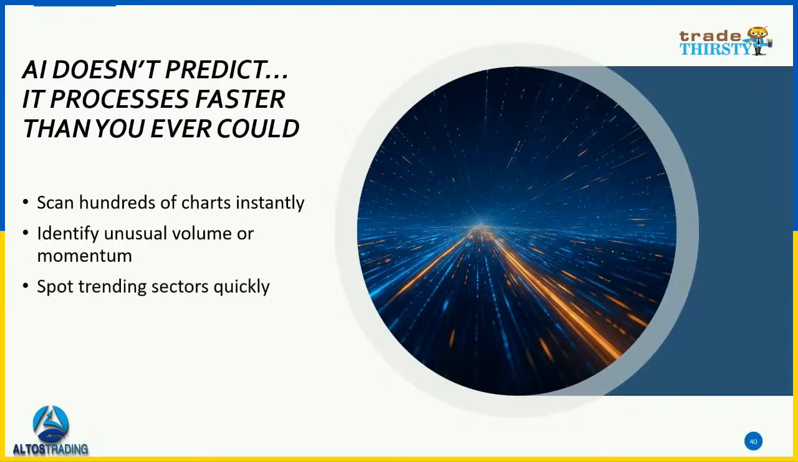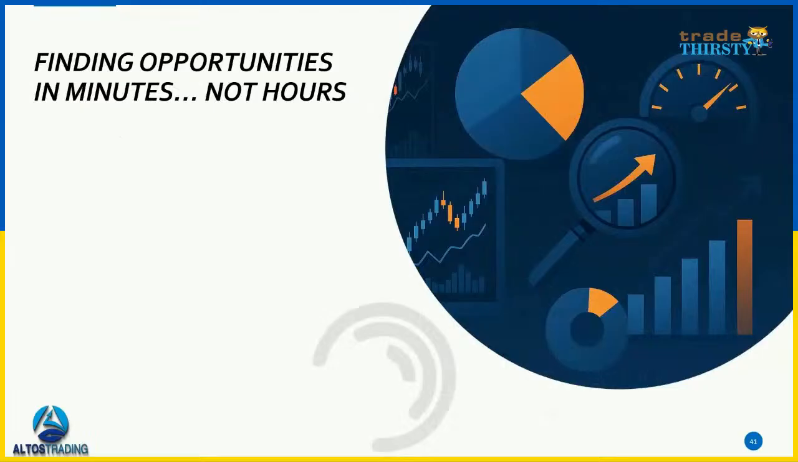So we can use it to identify unusual volume or momentum, right? We can scan hundreds of charts instantly, spot trending sectors quickly, and surface what's moving right now. And I'll be the first to raise my hand, right? I've identified some really incredible trade opportunities over the years that I never acted on because the market moved too fast, because I was stuck, right? I got paralysis by analysis. I was trying to analyze all these things. And although I was ultimately correct on my outlook, I couldn't do it quick enough, right? And that's a real problem.